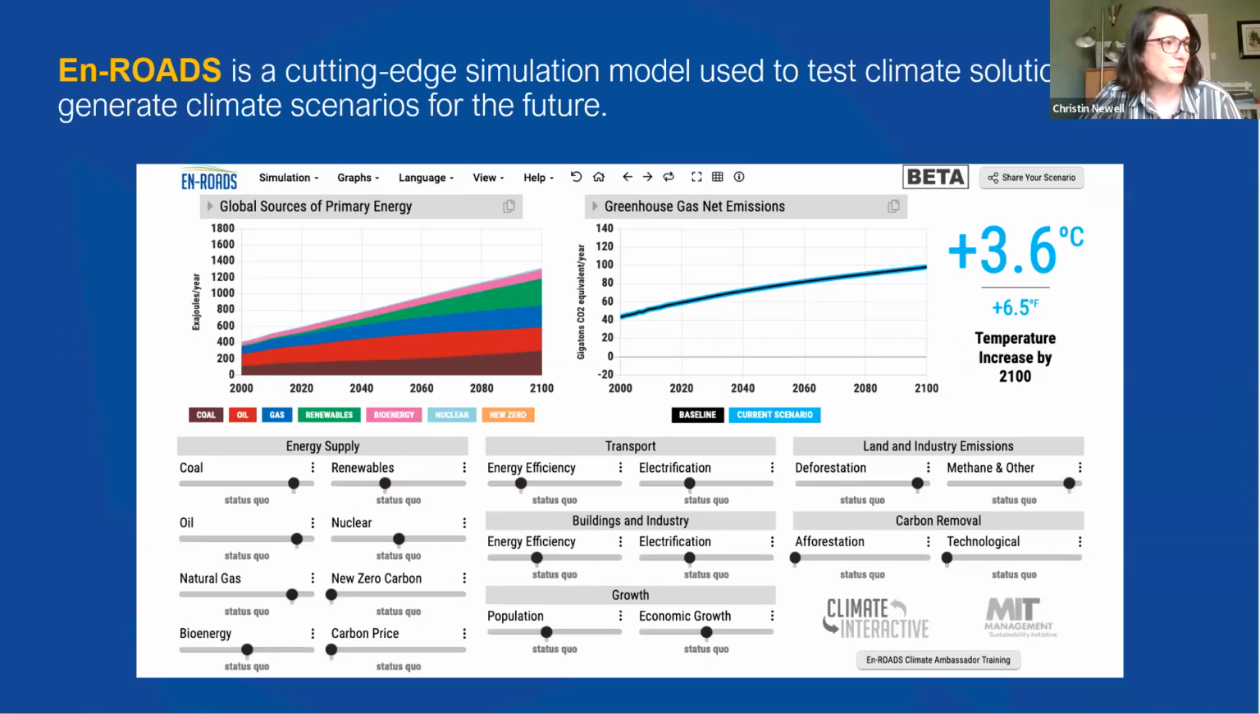This is an overview of what it looks like. These are the base graphs on the left, the global sources of primary energy. For example, the green stripe is renewables. Right now, these are both set to the current projections of where we're headed as a whole world. It's not just the US, it's considering the whole world. On the right, we've got greenhouse gas net emissions, and then a 3.6 degree temperature rise. That's where we're headed right now for 2100.